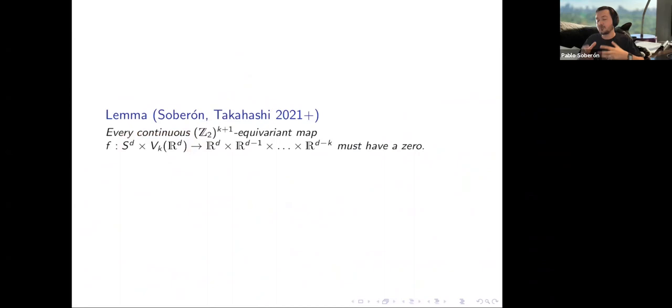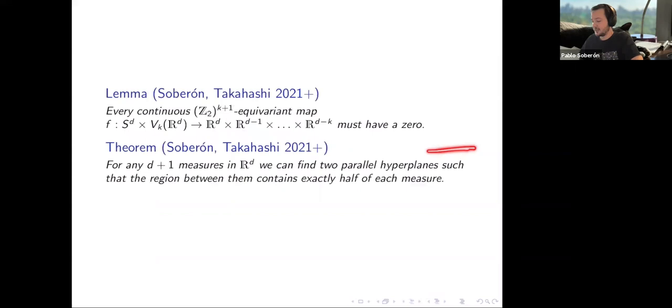And then if you look at what type of result you would need to prove this thing about parallel lines, it's a Borsuk-Ulam type theorem, but now it's a product of a sphere and a Stiefel manifold. What is that? This is what we had for this guy. And when we take maps from S^d to R^d, it's like the Borsuk-Ulam theorem. So it's a bit of a combination of those two pieces. The proof, again, is not surprising. It's not new. It's exactly using the same techniques as Fadell and Husseini from the 80s or any of your favorite proofs of the result involving the Stiefel manifold I mentioned. And so you get this result here: for any d plus one measures in R^d, there are two parallel hyperplanes so that the region between them contains exactly half of each.